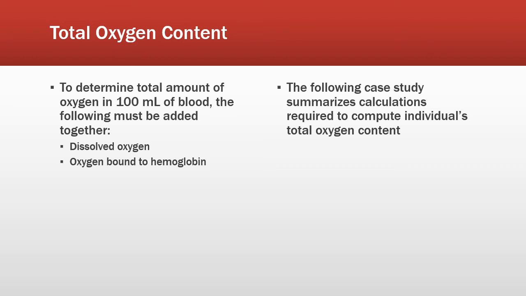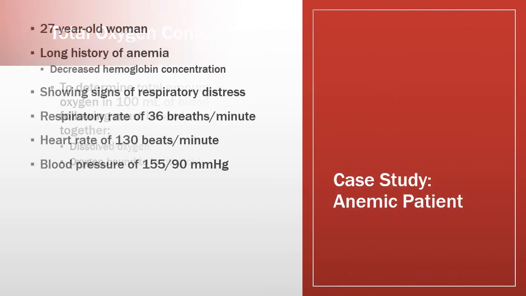So how do we determine the total oxygen content? Well, that's a factor of two things: oxygen dissolved in the plasma and oxygen bound to hemoglobin. To determine the total amount of oxygen in 100 milliliters of blood, you've got to add the two together. Let's look at a case study that summarizes the calculations required. This one will include an anemic patient.